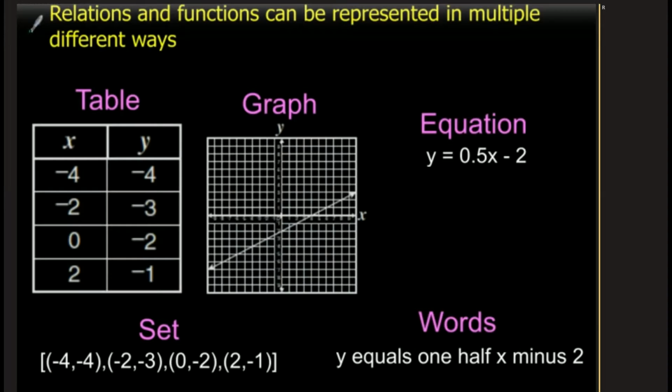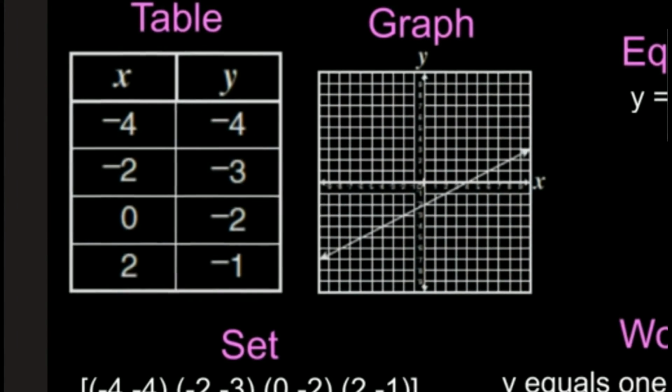This is the relationship between x and y. We have an x value of -4. At that point, the y value is also -4. And then -2, -3, 0, -2, and 2, -1. This is also represented here on this graph.